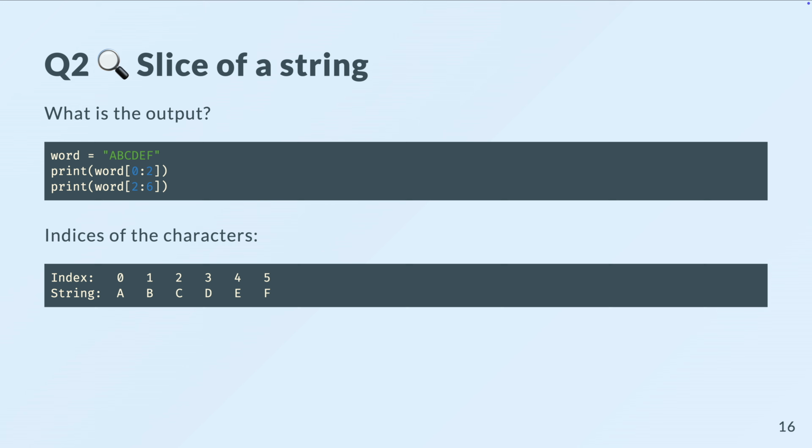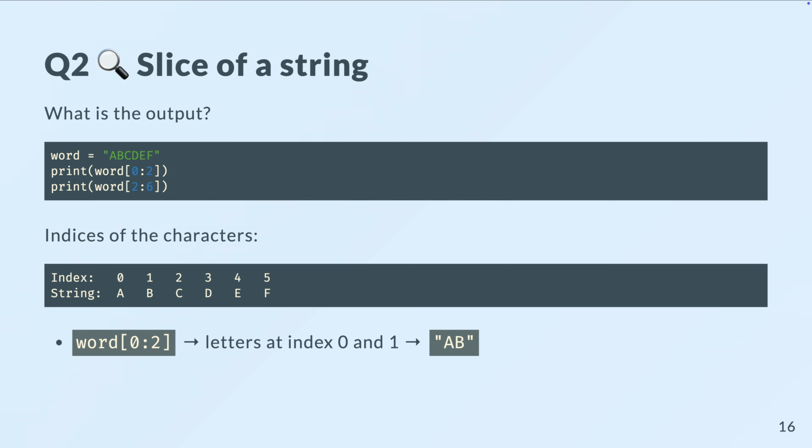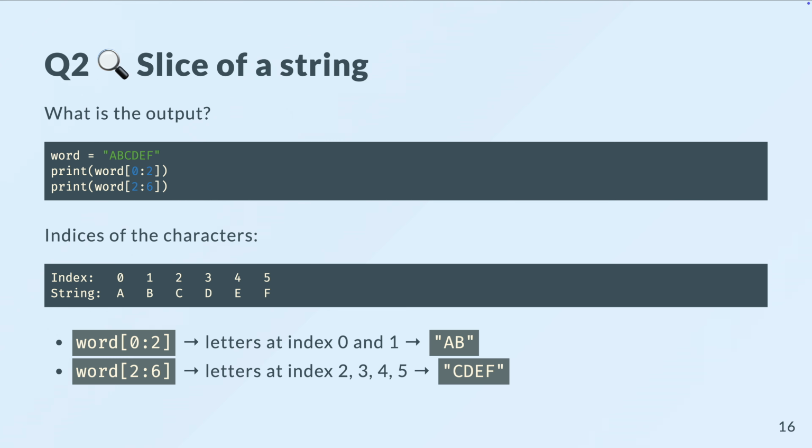Let's look at the index chart. Check using A, B, C, D, E, F and their indices. The slice is from index 0 up to 2, but not including 2. Index 0 and 1 are A and B, so the first slice prints A, B. The slice is from index 2 up to 6, but not including 6. So the actual indices are 2, 3, 4, 5. At the indices are characters C, D, E, F, so the second slice prints C, D, E, F. Remember, the stop index is not included.